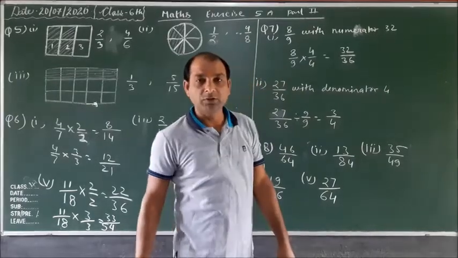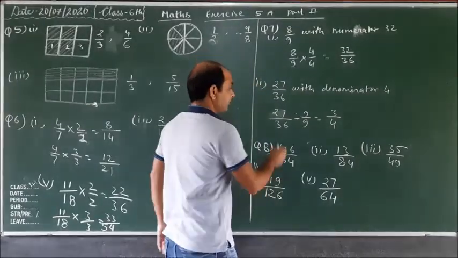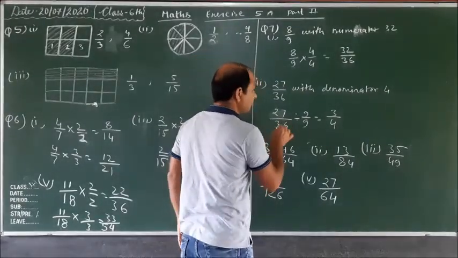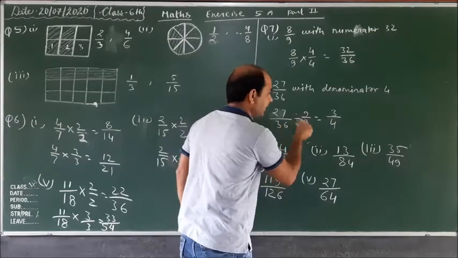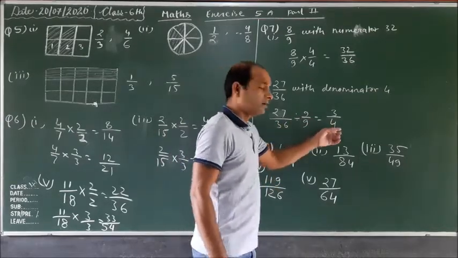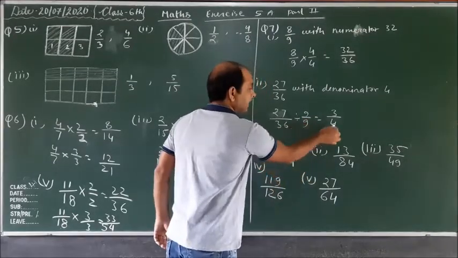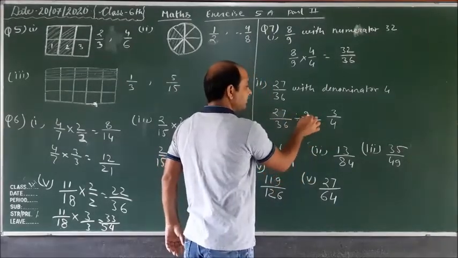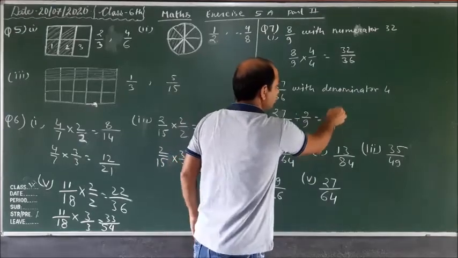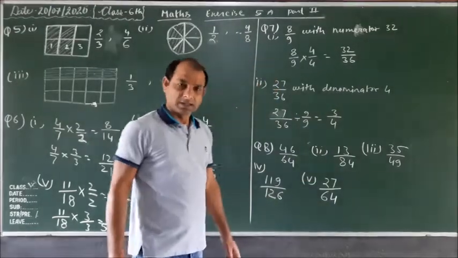How do we find the denominator 4? First, 36 divided by 9 gives 4. So, dear children, 36 divided by 9 is 4, and 27 divided by 9 is 3. So 3 upon 4 is the answer.